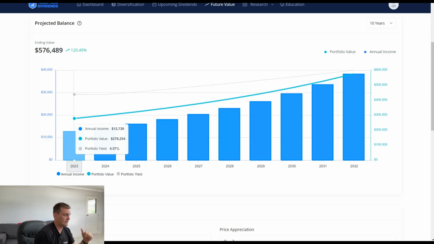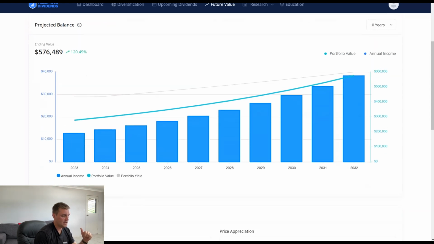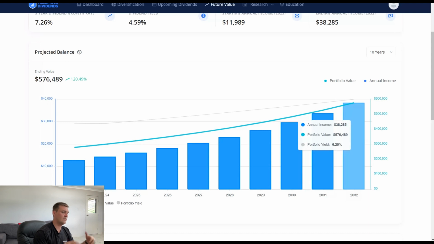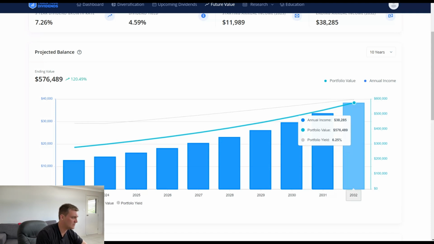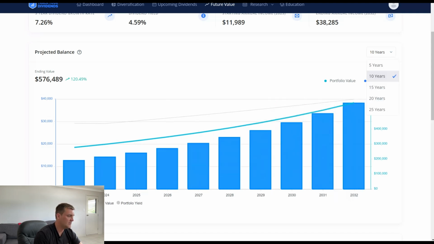And then, for example, if you fast forward all the way to 2032, the portfolio value will be just over $500,000. The current dividend yield will be 6.25%, and the annual income just by dividends will be $38,000. All right, so that's roughly 50 grand Australian, which is pretty cool. But over to the right here, that's only forecasting 10 years. You can click here and go to 25 years max.